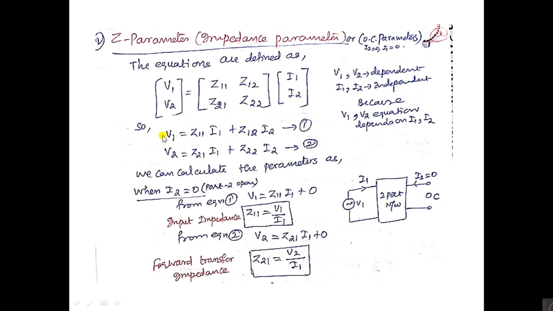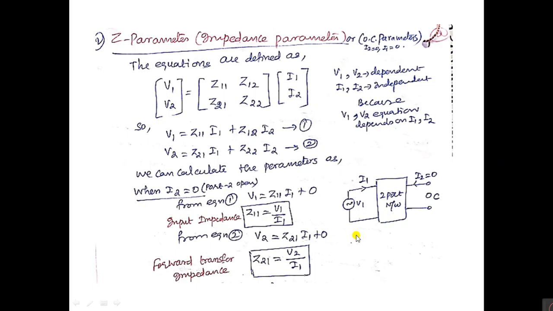And this V1, V2 is called the dependent parameter and I1, I2 the independent parameter. Why do they call it dependent parameter? This V1, V2 depends upon this I1, I2. So it's called a dependent parameter. Okay, how to find out the parameters Z11, Z12, Z21, Z22, right?